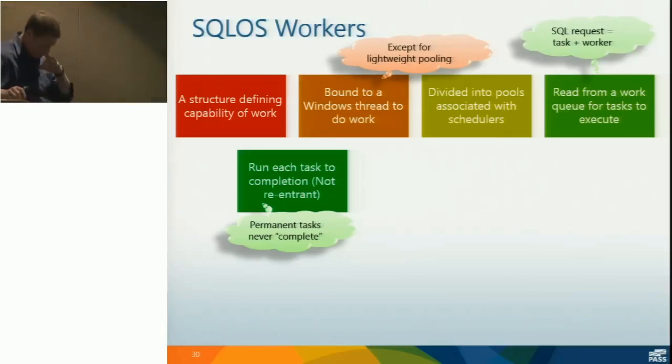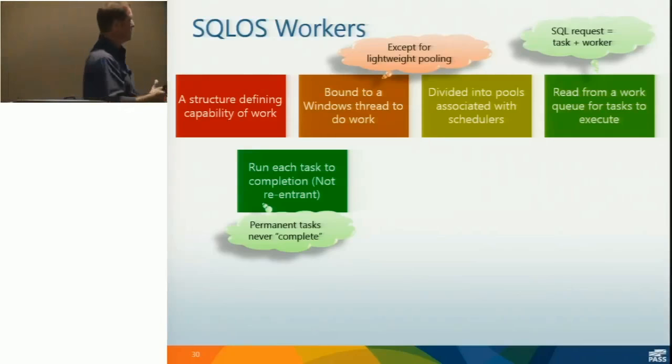So this is a really important point. We're not re-entering our code. When we switch between worker threads, we don't save the state of a worker thread, literally, and take that same Windows thread and run some other task. A worker thread is bound to a task till it finishes its operation. And permanent tasks never complete. Like Lazy Writer starts up and just runs forever.